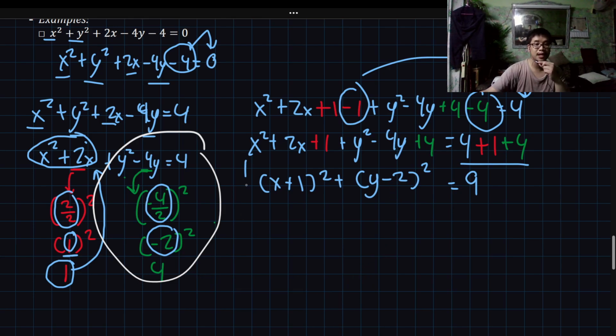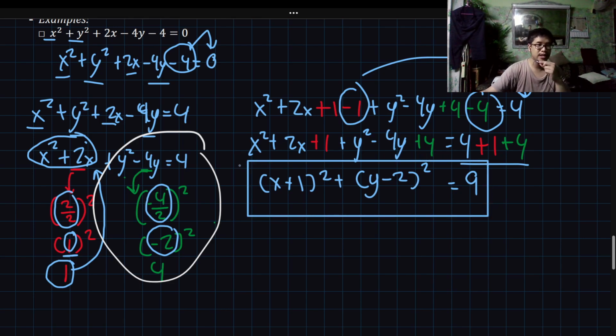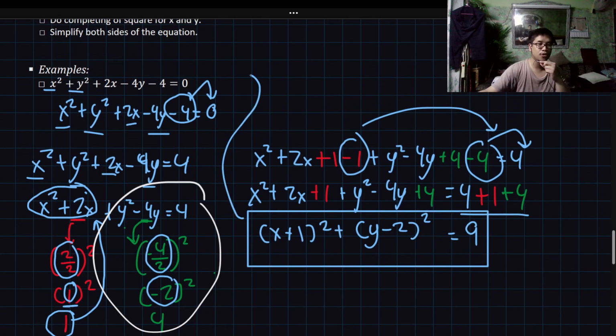And that is the standard form. All right? This is the standard form for this given problem. That's it. Okay, that's it. Now let's have one more example.